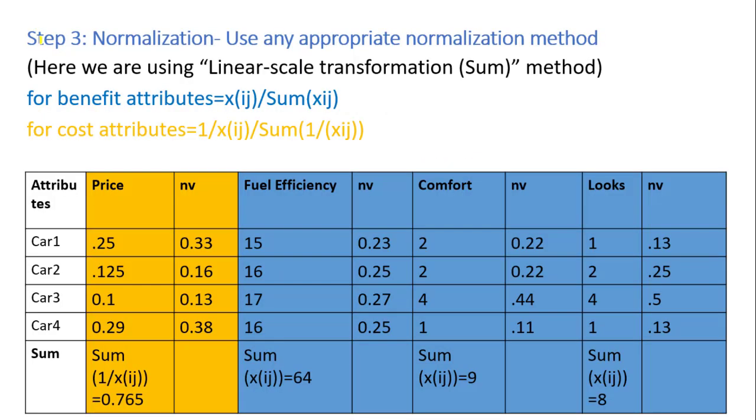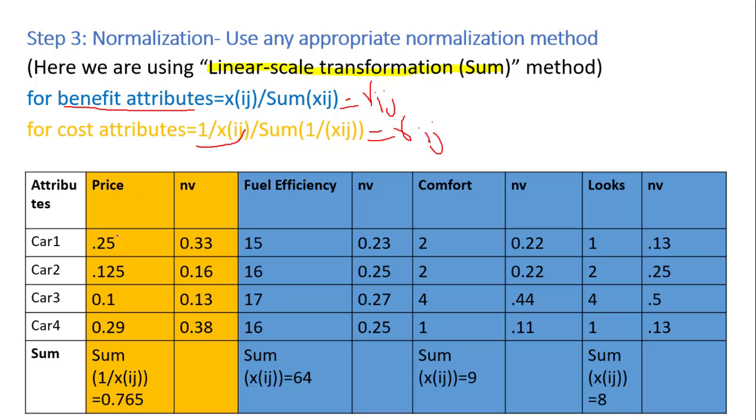Step number 3 is normalization. Now we make all the attributes on the same scale. There are various methods for normalization. Here I have used the linear scale transformation sum method. In this method, the normalized value Rij is given by Xij divided by the sum of Xij for benefit attributes, and for cost attributes Rij is given by 1 upon Xij divided by the sum of 1 upon Xij.